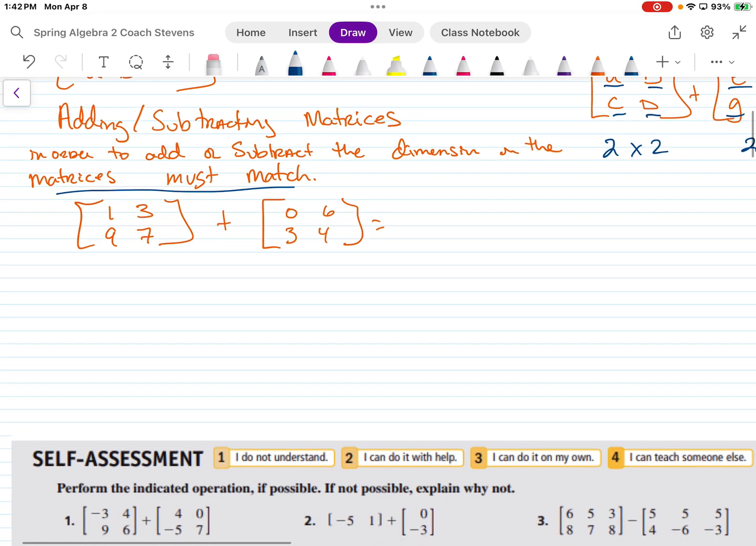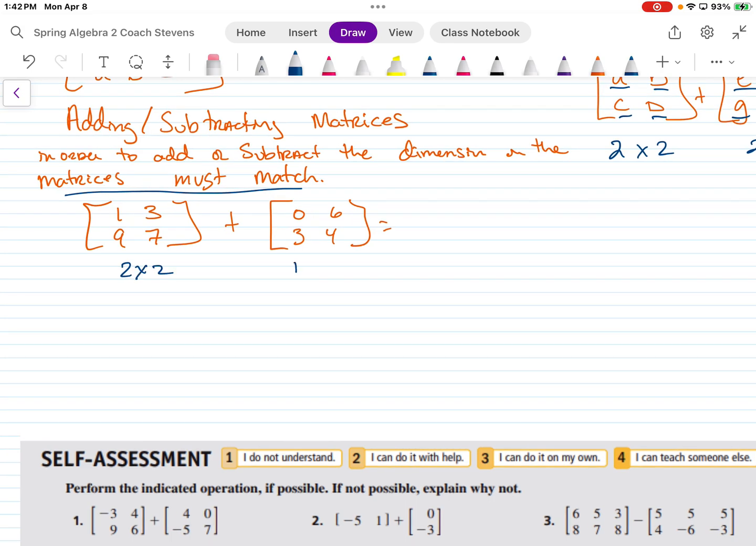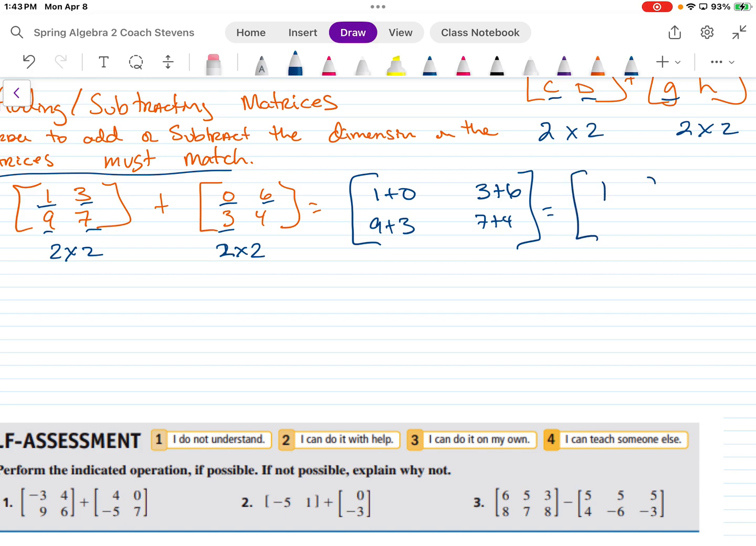The example I have down here is a 2 by 2 plus another 2 by 2. What we want to say is, okay, what would my answer look like? Well, top left, I'm going to take 1 plus 0 because that's in the top left of the other one. Then let's take 3 and add it to 6 because those are both in the top rights. Then 9 plus 3 because they're both in the bottom lefts. And then 7 plus 4. To finish up and clean it up, we'd actually do the addition. So we would say 1, then 9, 12, and 11. And that would be my answer.